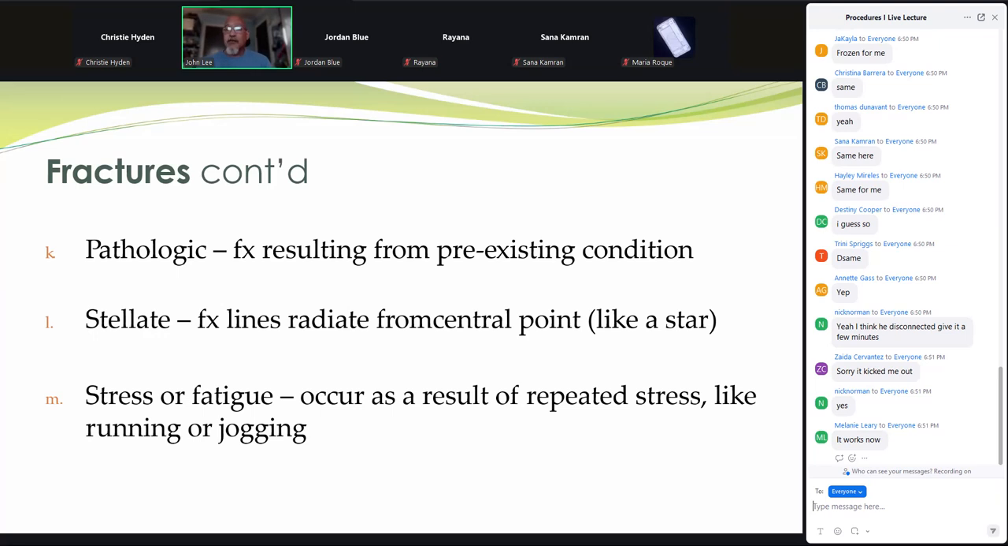Lytic lesion is one of the most popular things that we'll see. Osteomyelitis and, of course, osteoporosis can lead to fractures from normally benign activities, and those would be considered pathologic as well. Stellate fractures radiate from a central point like a star. And then, of course, we have our stress or fatigue fractures that result from repeated stress from stressful activities.